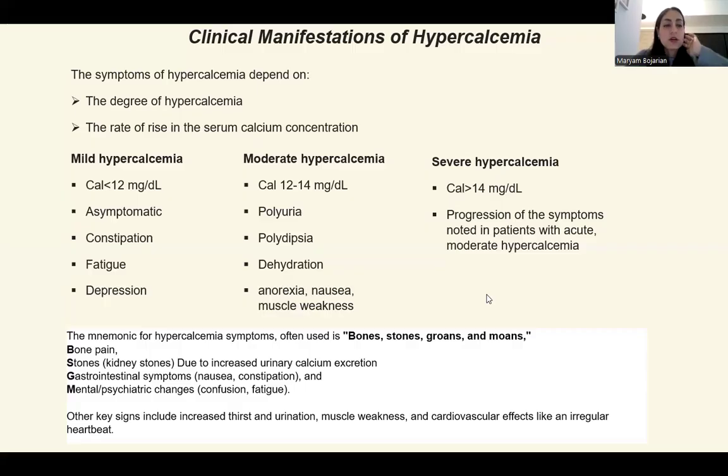The famous mnemonic is bones, stones, groans, and moans. That means bone pain, and kidney stones due to increased urinary calcium excretion. They can develop gastrointestinal symptoms, for example nausea and constipation, and mental changes, for example confusion and fatigue.